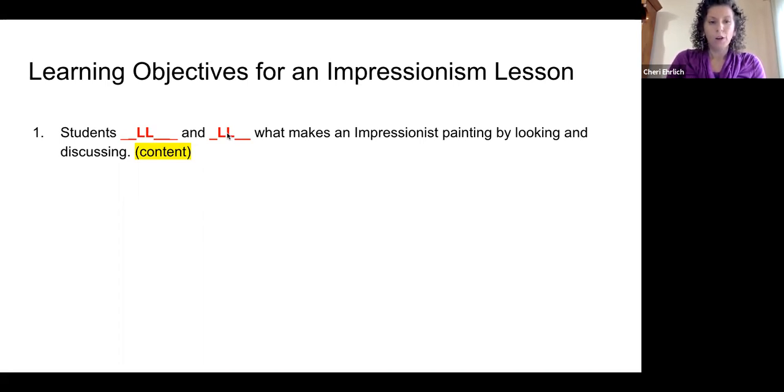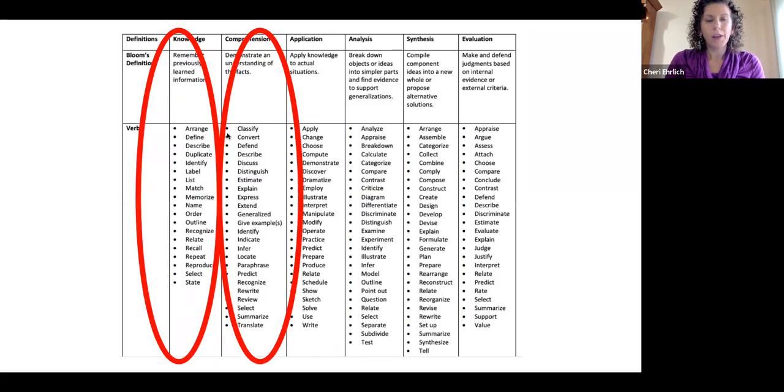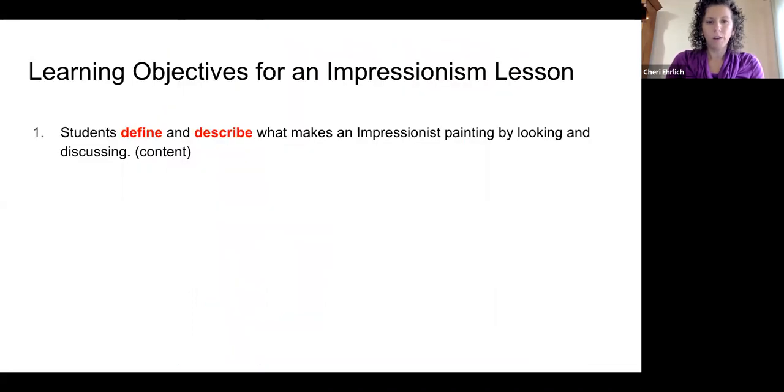So I want to go to the Bloom's, right, and think, well, what will my activity be like? We're going to be looking at and discussing Impressionist paintings. So perhaps I want the students to define, but I also want them to describe, and you'll notice describe is in both categories, these the characteristics that make up Impressionist paintings, right? So students define and describe what makes an Impressionist painting by looking and discussing.